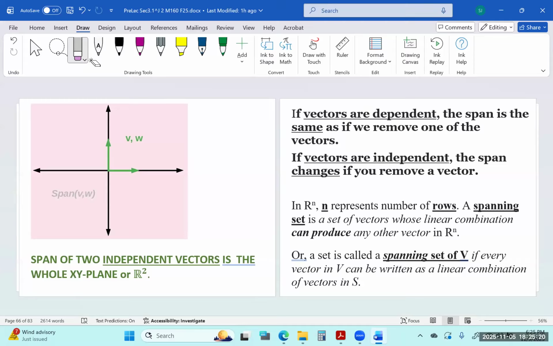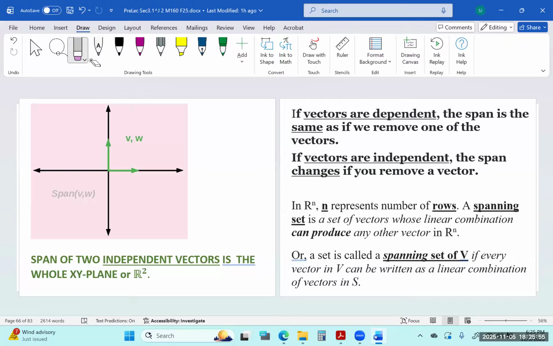We also noticed that if the vectors are dependent, then removing one vector doesn't change your span. So if you have two dependent vectors, it's the same as having only one independent vector. So the span is just a line. It doesn't matter if you have 2 or 3 or 4 dependent vectors. The result is always the line. So if you have dependent vectors, you can remove them however you want. The result will be the same as the original independent vector.